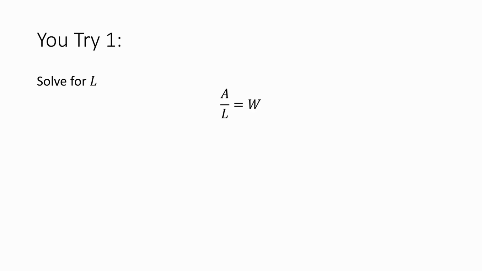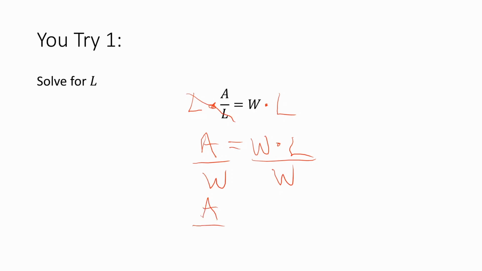Now that you've tried it on your own, let's do it together. We're solving for L, so I need to get rid of all my denominators. So I'm going to multiply both sides by L. That'll leave me with A is equal to W times L. Now I need to get L by itself, so I'm going to divide both sides by W. That will give me A over W is equal to L. Very nice.